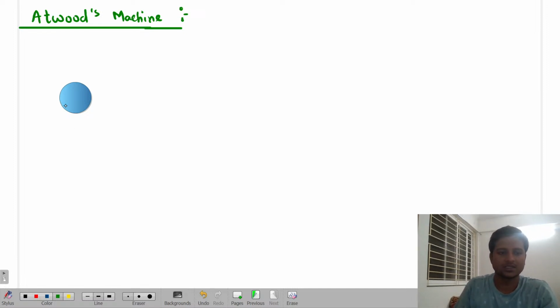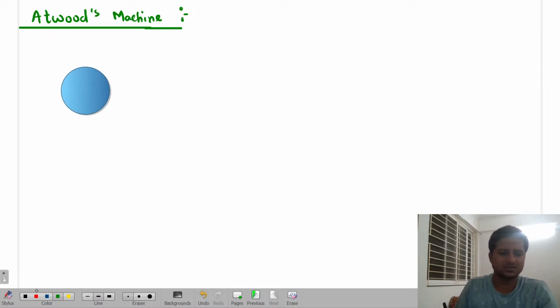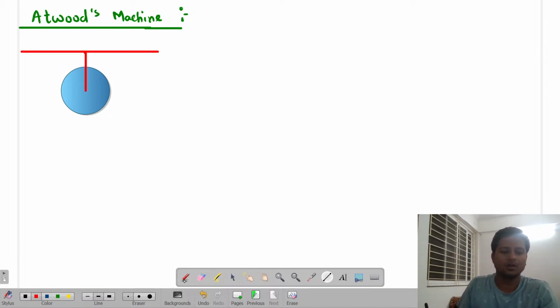Okay, so let us think that. It's just a name which it provides. There is nothing concrete about that. So let us think that this is an Atwood machine and this is attached with a vertical wall which is fixed over here.